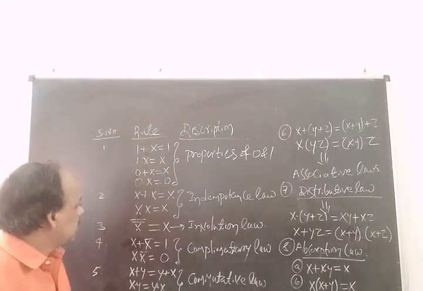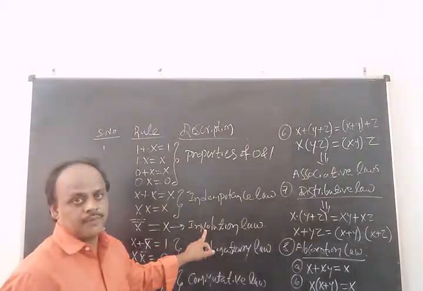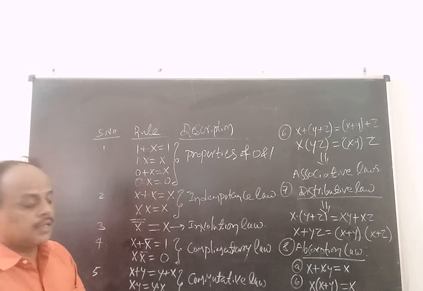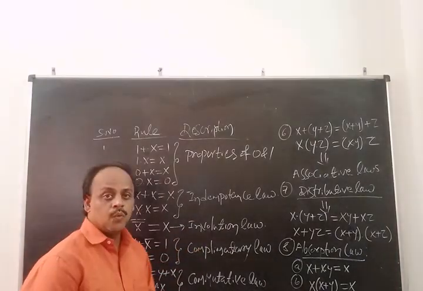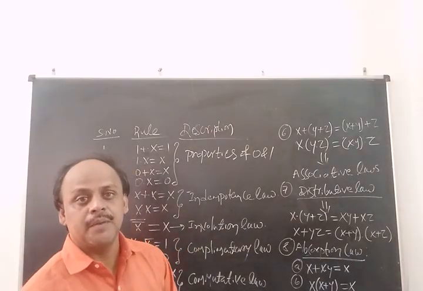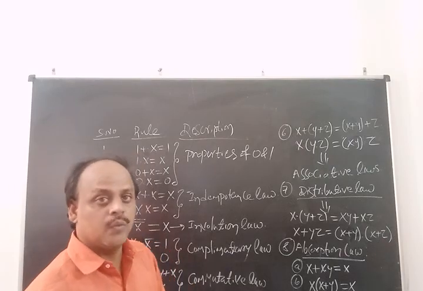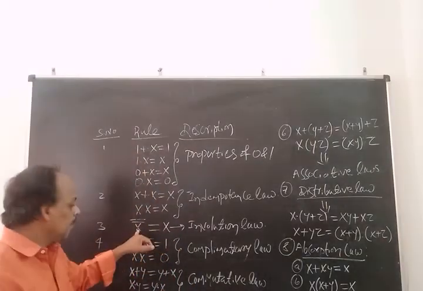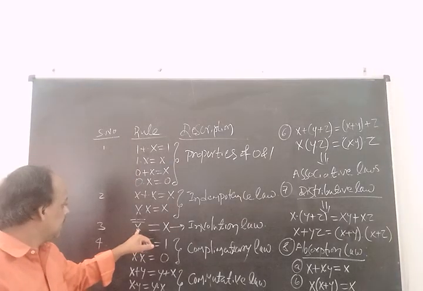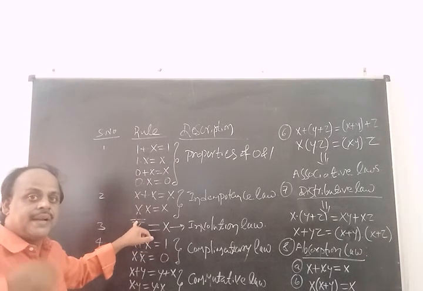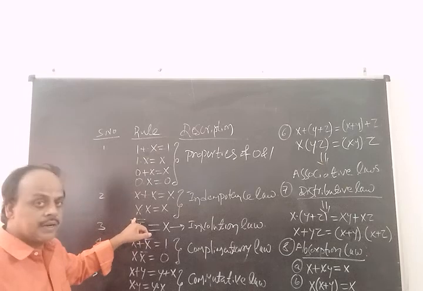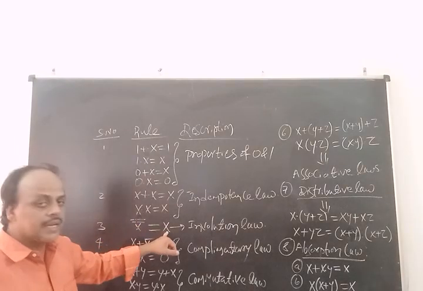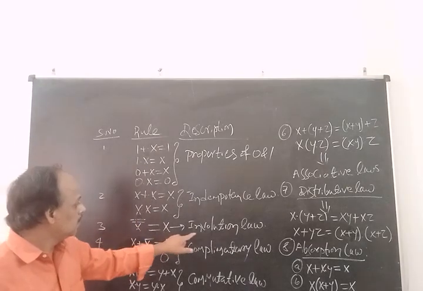Next one is involution law. What does it mean by involution law? It states that when a complemented variable is complemented again, we get the same variable. That is, when a complemented variable, x bar, is complemented again, x double bar, it gives the same variable, x. This is what?